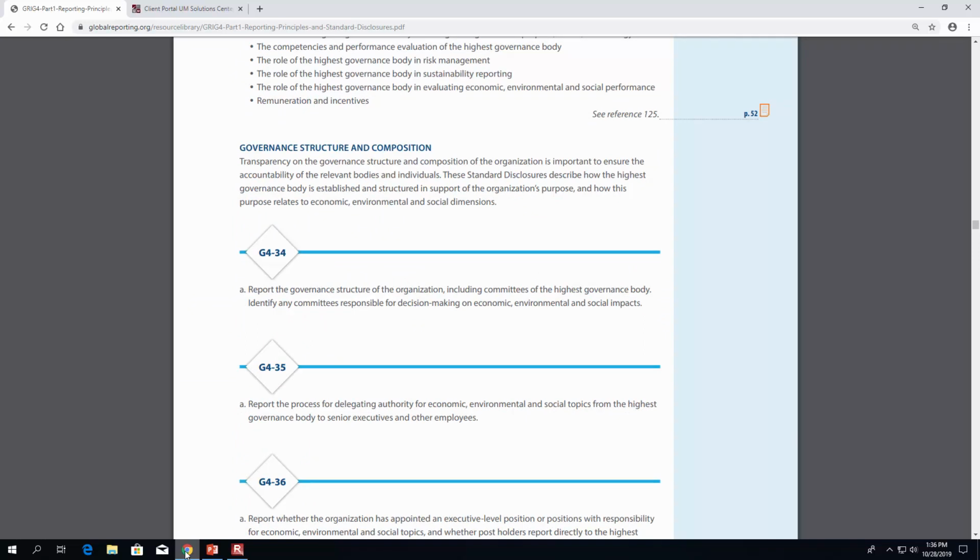Governance. Report the governance structure of the organization, including the committees of the highest governance body. For UM, that's the Board of Regents. Identify any committees responsible for decision making on economic, environmental, and social impacts. Pretty straightforward. A lot of companies are going to say, we don't have any internal committees that look at this stuff. And if you're new to sustainability reporting, a lot of this might be a wake-up call, like, oh gosh, we don't have solid governance because we've never designed committees specifically oriented towards looking at these things. So it's also a developmental tool.